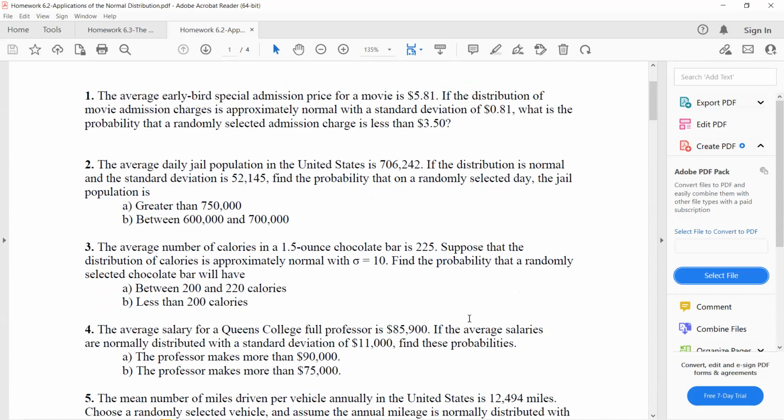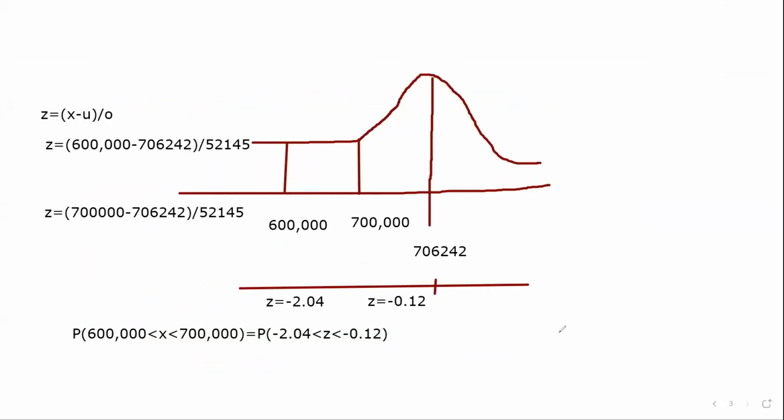Wait, hold on. For A, what's for A? For number 2, we got greater than 750. So that was, let me go back. Oh wait, never mind, I found it. Our final answer was 0.2005.